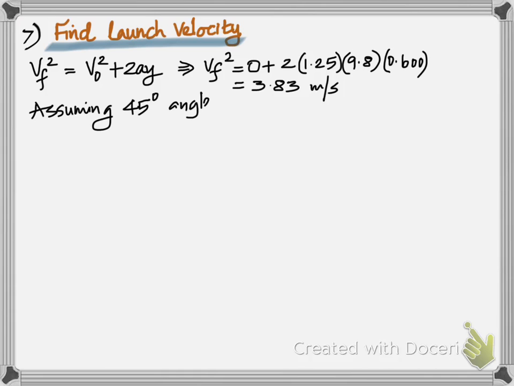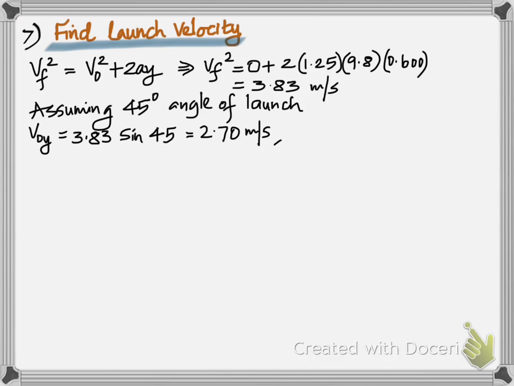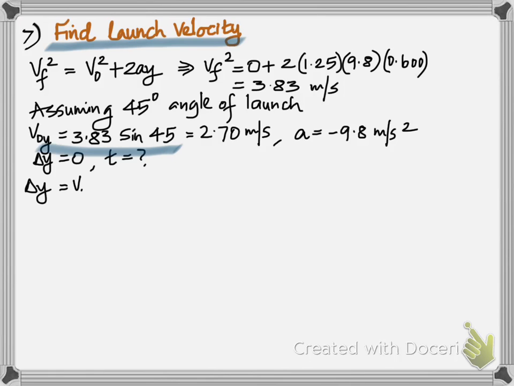Now, we are assuming that he jumps at an angle of 45 degrees because that is the angle for which you would get maximum distance on the x-axis. And we know that V naught y is 3.83 sine 45. The acceleration is negative 9.8, going against gravity. Delta y is 0. Again, it starts from the ground and lands back on the ground. We're trying to find the time taken.